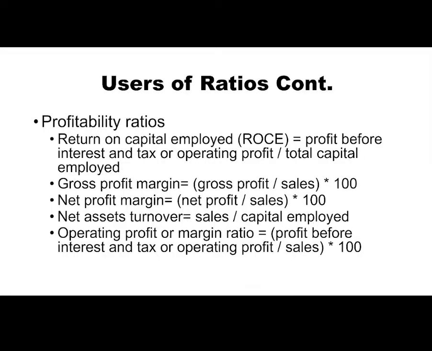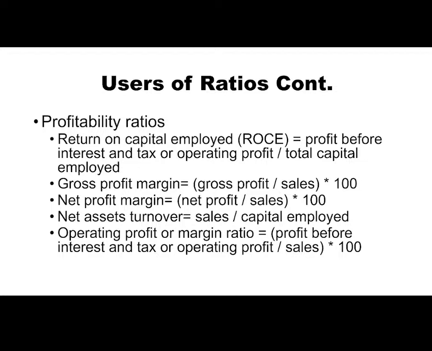For the net profit margin, it will measure the firm's ability to control its production, operating and financing costs, whereby you have the net profit divided by sales, multiplied by 100. So you get the net profit margin. Then you have the net assets turnover, which will give a guide to productive efficiency, that is how well assets have been used in generating these sales. So we have the net assets turnover, which will be sales over capital employed. So you get the net assets turnover.